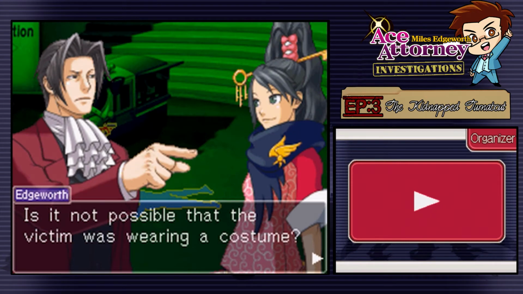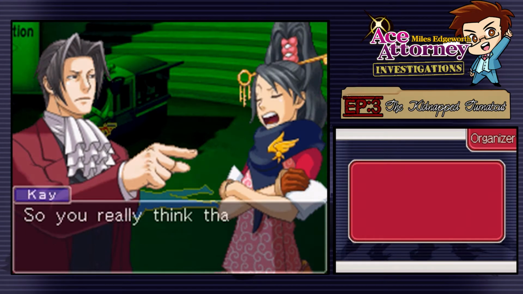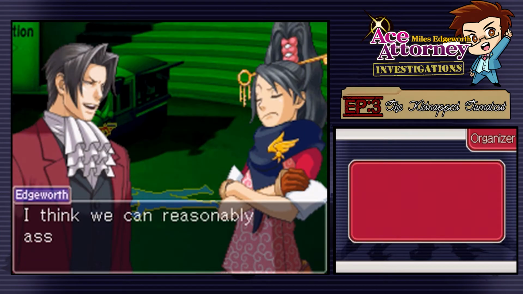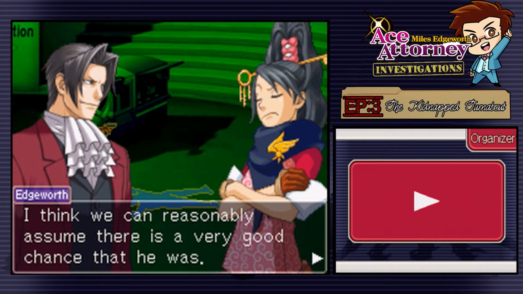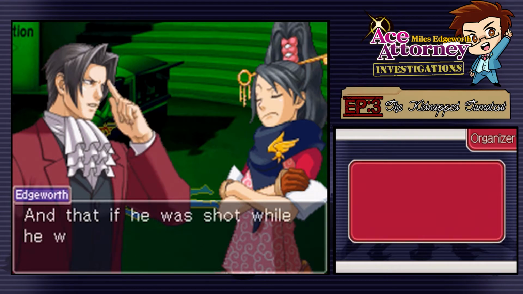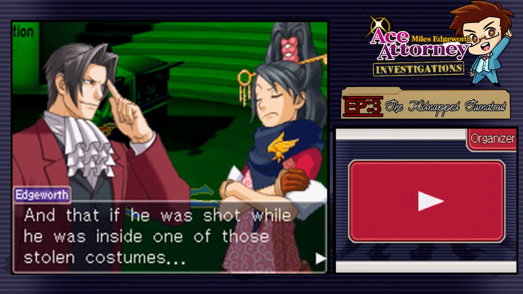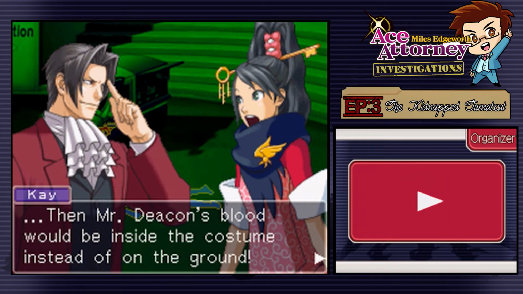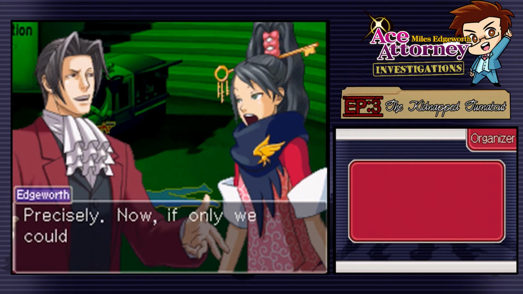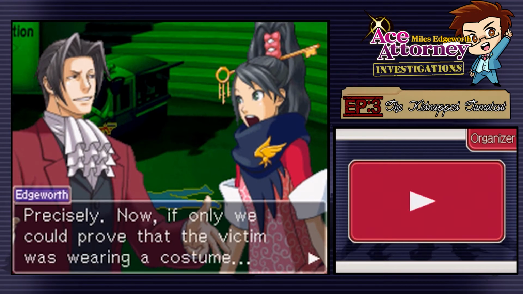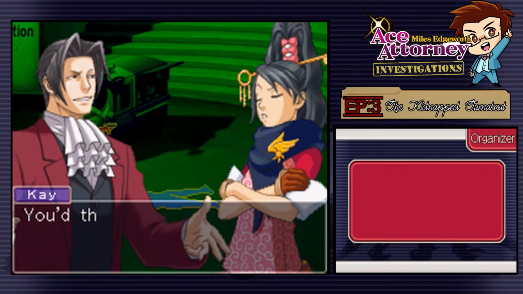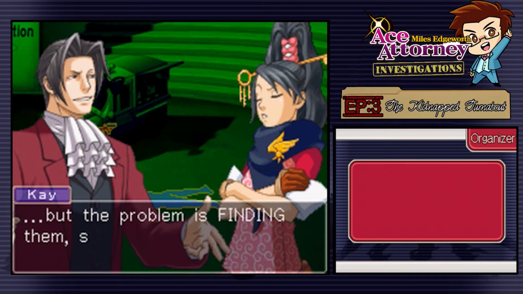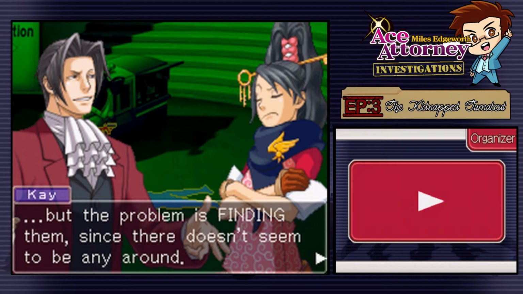Is it not possible that the victim was wearing a costume? So, you really think that Mr. Deacon was one of the kidnappers? I think we can reasonably assume there is a very good chance that he was. And that if he was shot while he was inside one of those stolen costumes, then Mr. Deacon's blood would be inside the costume instead of on the ground. Precisely. Now, if only we could prove that the victim was wearing a costume, you'd think it'd be pretty easy if we could find some footprints. But the problem is finding them since there doesn't seem to be any around.